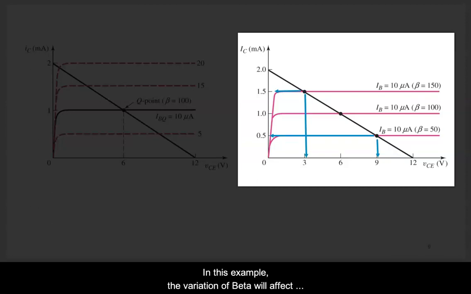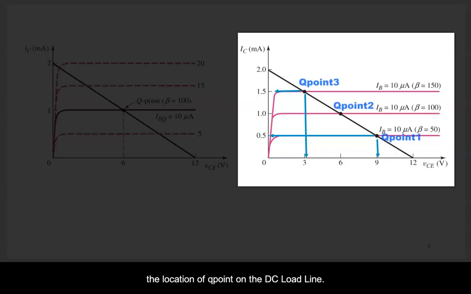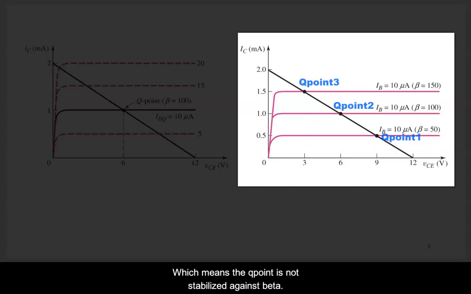In this example, the variation of beta will affect the location of the Q point on the DC load line, which means the Q point is not stabilized against beta. As the beta changes, the Q point varies significantly.